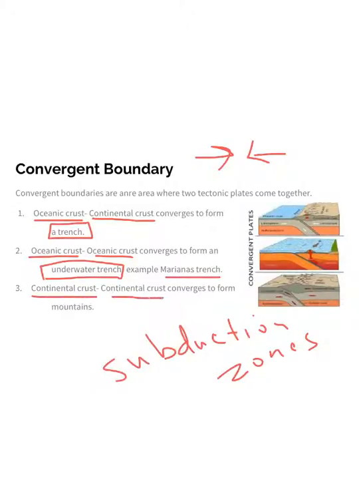Continental crust and continental crust converge, and at this point they will form mountains.